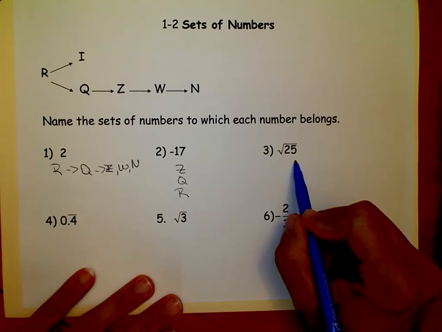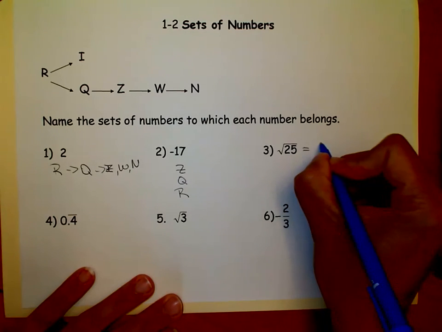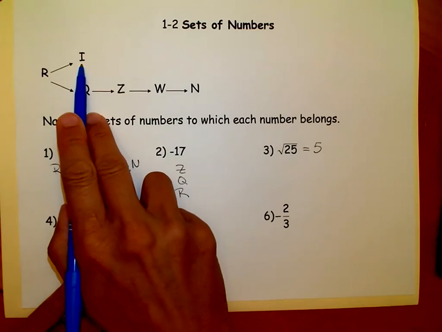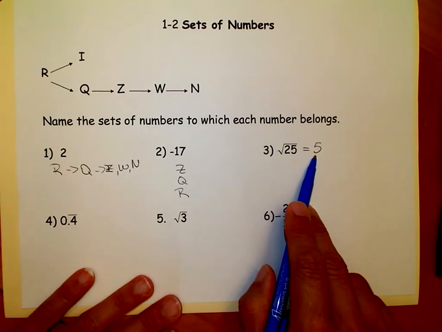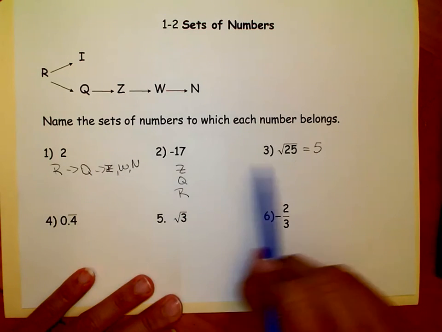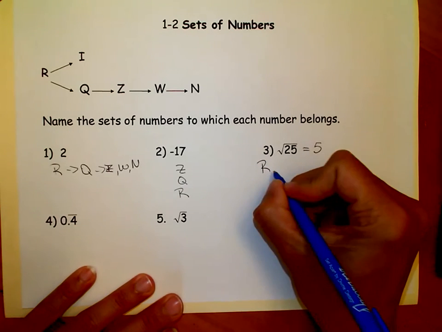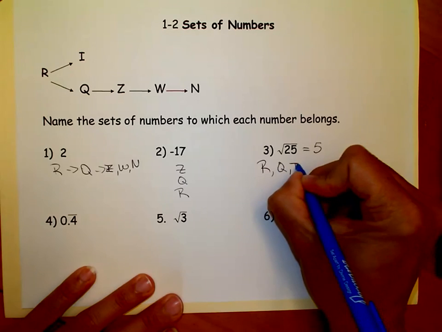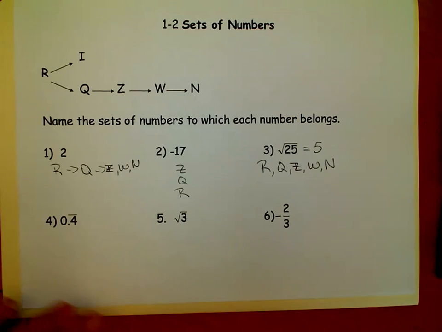Now the square root of 25. If you don't know what the square root of 25 is, you need to put it in your calculator. The square root of 25 is equal to 5. So even though it's a square root, we don't say it's irrational because it can be written as a ratio. So anything that can be written as a ratio is a rational number. But since it's 5, that's a natural number. So again, it's all of them. It's real, rational, an integer, a whole number, and a natural number. So be careful with those square roots.